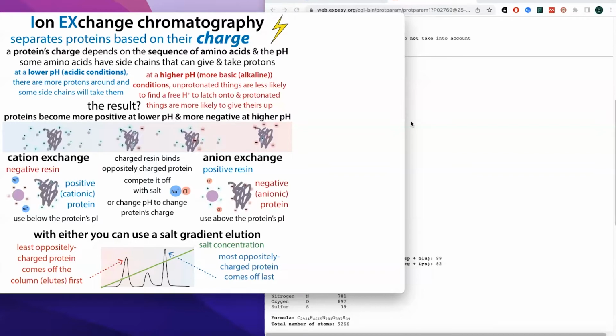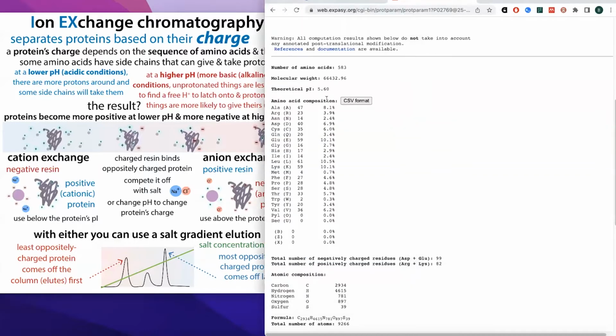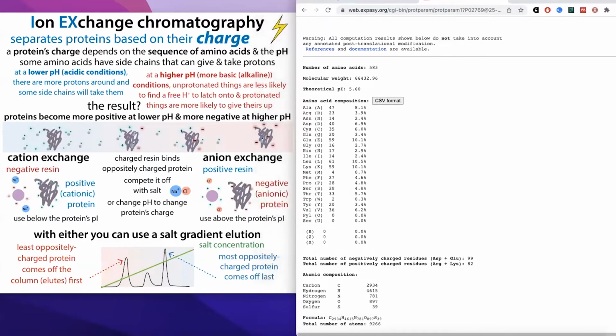We can predict what the protein's charge will be by looking at its theoretical pI. This is telling me that BSA has a theoretical pI of 5.6. It's theoretical because although you can calculate it based on the pKa's of the individual amino acids and how many of each there are, those pKa's are determined when the amino acids are free in solution. They're not considering that the amino acids are linked up into chains, and the local environment is going to influence how much those amino acids want protons or don't want protons.